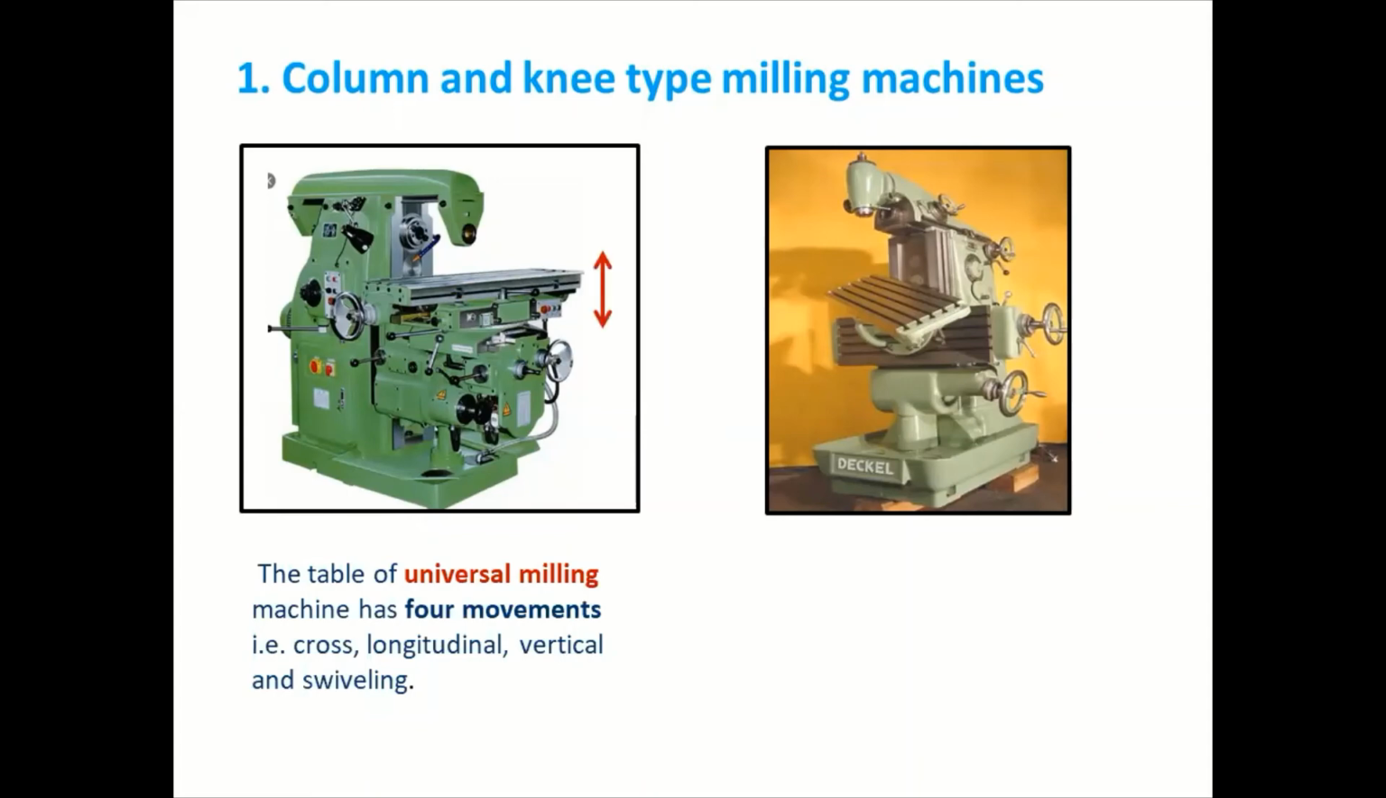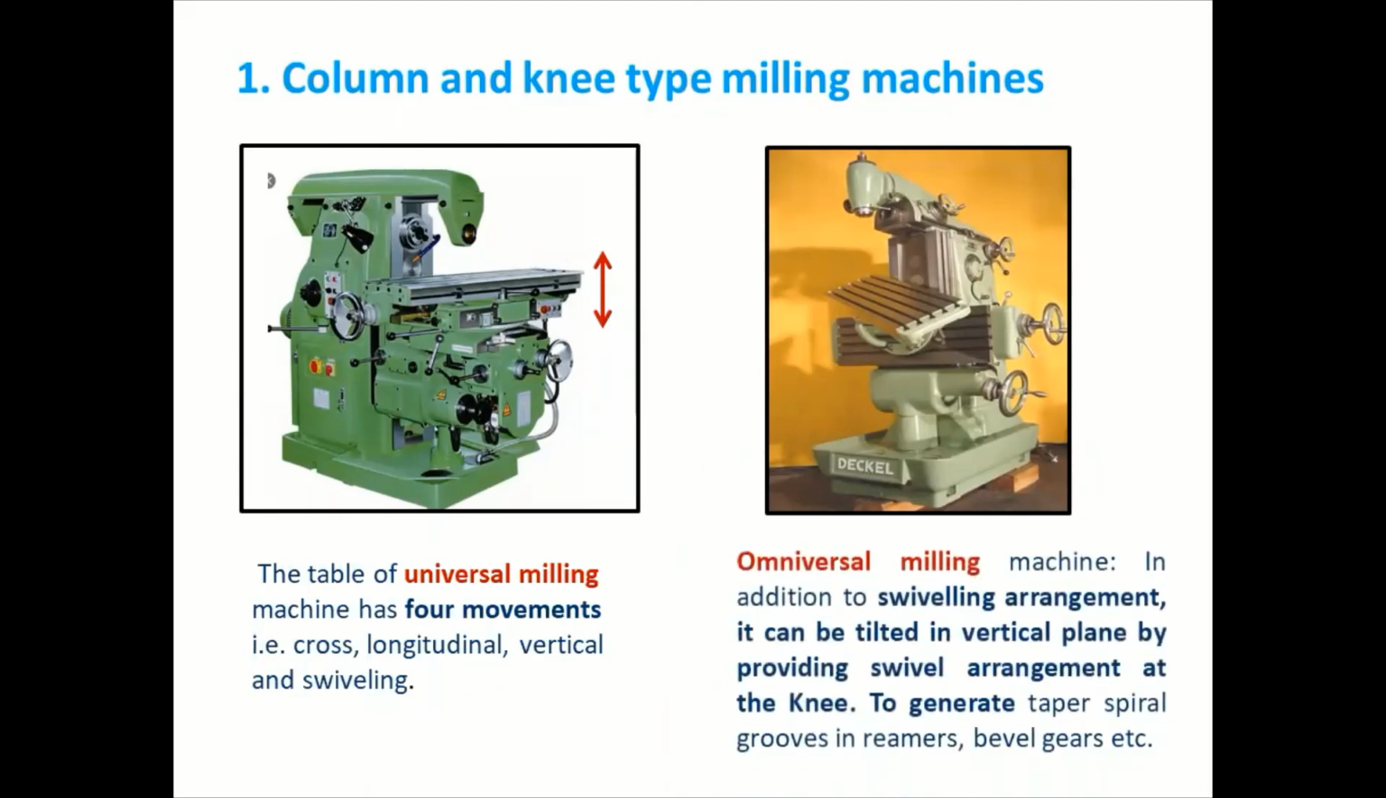So the table can be moved in upward and downward direction. And along with that, the fourth one is the swiveling movement of the table. This is how we are trying to show the swing. The table will rotate about the vertical axis at an angle of 30 degrees in both the directions.